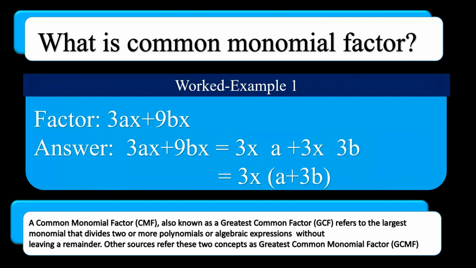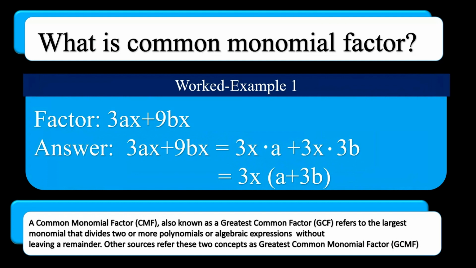concept niya is this, 3ax plus 9bx. Answer niya is 3x times a plus 3b. Ang 3x na kanina nito ang greatest common monomial factor. Kalaman na siya because mga numero ang ato ang nagamit divide sa given na product.